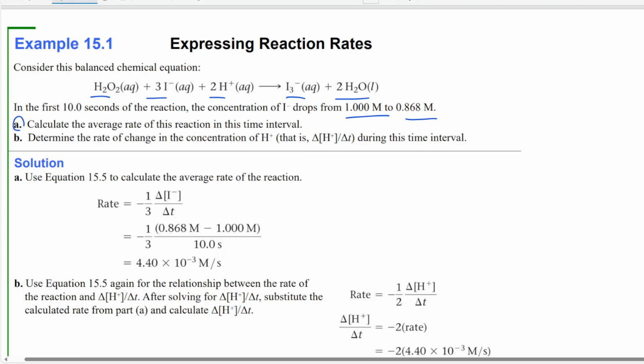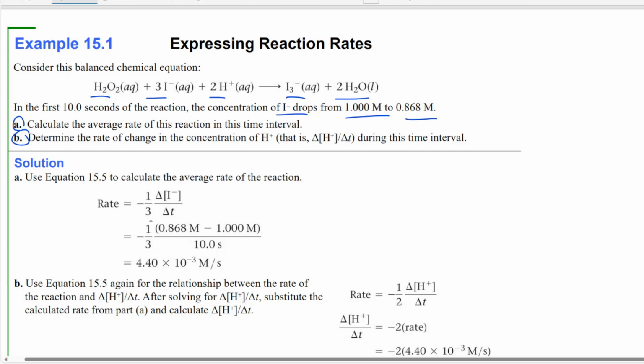That's part A. And part B says, determine the rate of change in the concentration of H⁺, that is Δ[H⁺]/Δt, during this time interval. To work part A, we'll use equation 15.5 to calculate the average rate for the reaction. We were given information with regard to I⁻. The concentration of iodide drops from 1 molar to 0.868 molar over 10 seconds.